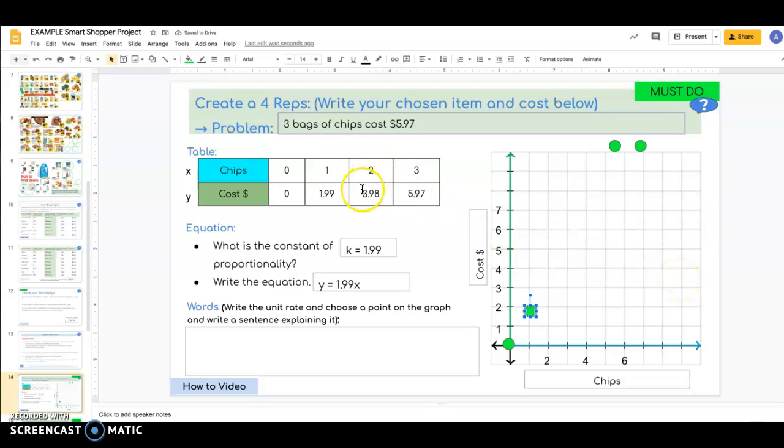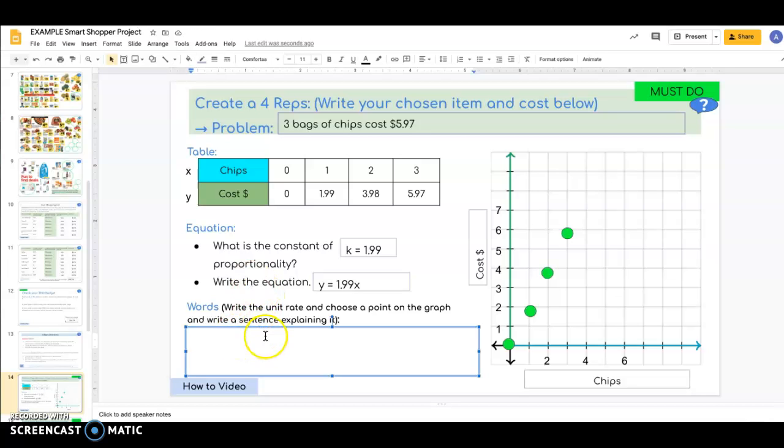I have 2 bags of chips, which are $3.98. I'm going to go to 2. I'm going to go up to $3.98. Then I have 3, and I'm going to go to $5.97. So here's 3 up to $5.97 would be about there. So now I've plotted all of my points. The last thing I need to do is write it in words.